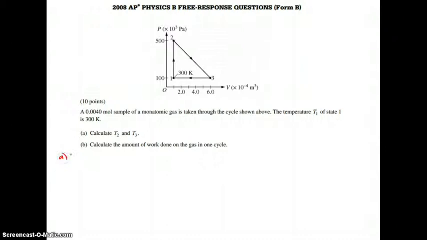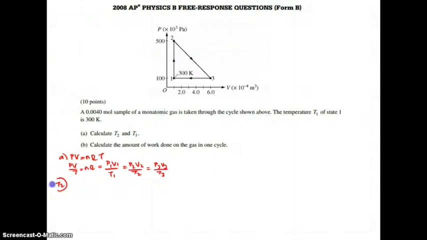For the A part, we can simply use the ideal gas law PV equals nRT. Since nR is the same at all the points 1, 2, and 3, and it's equal to PV over T, we can say that PV over T is the same at every point. So P1 V1 over T1 equals P2 times V2 over T2 equals P3 times V3 over T3.